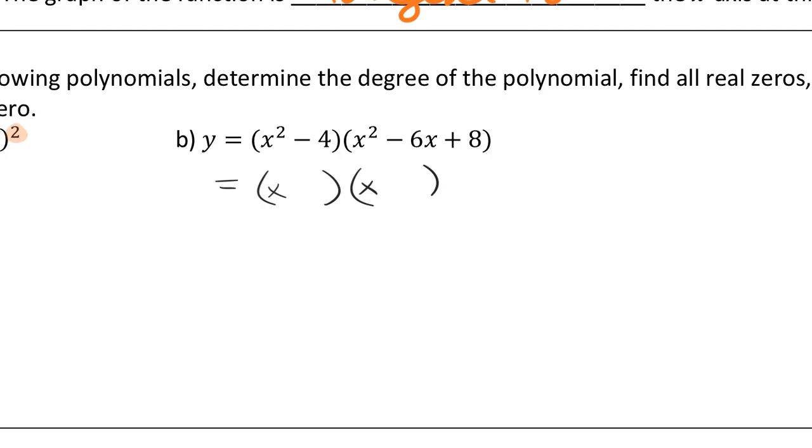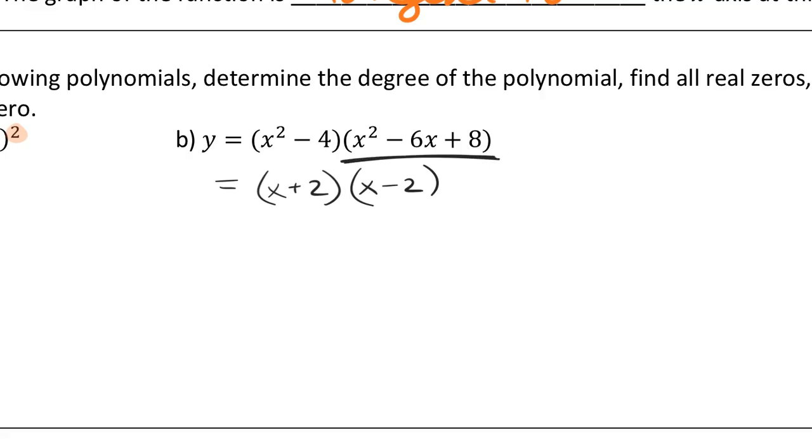What are numbers that multiply to 4 that would add to 0? 2 times 2, right? If one of them's positive, one of them's negative, 2 plus negative 2 is 0. So that means we're going to have a positive 2 and a negative 2. Okay, we factored the first guy.